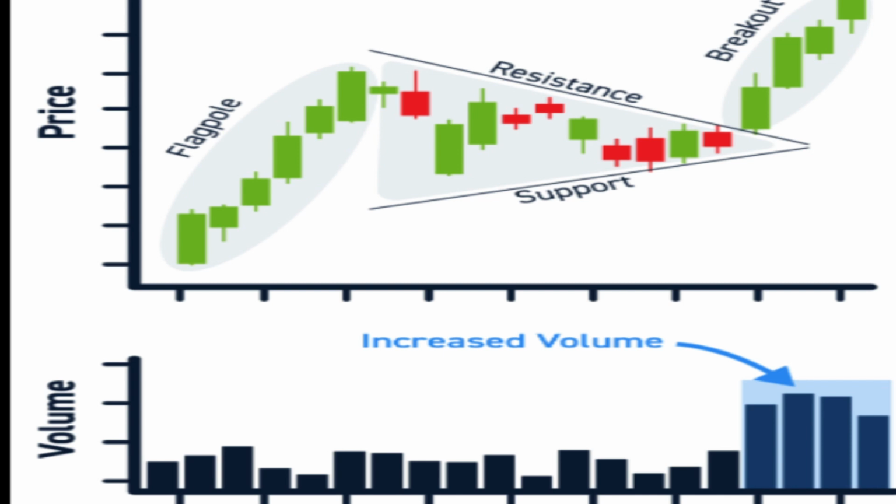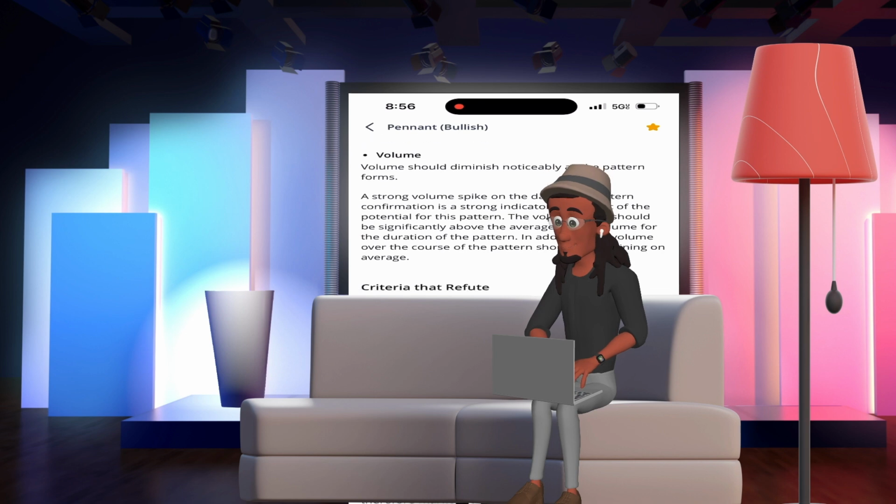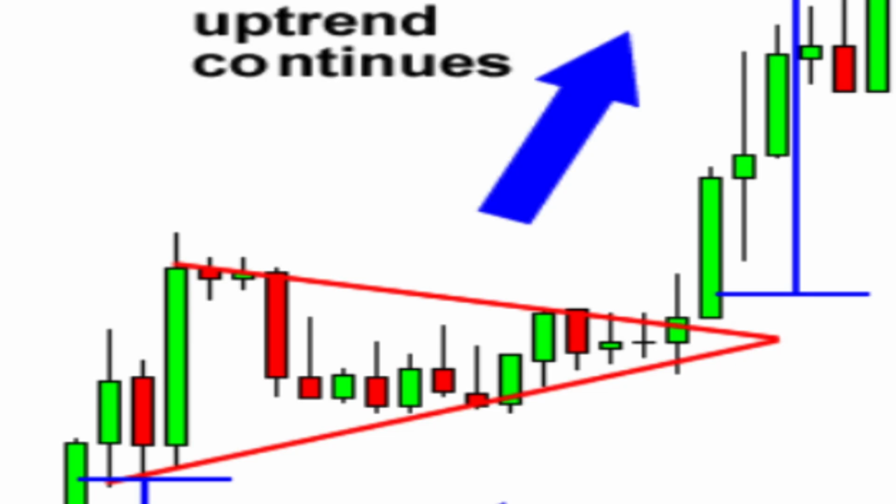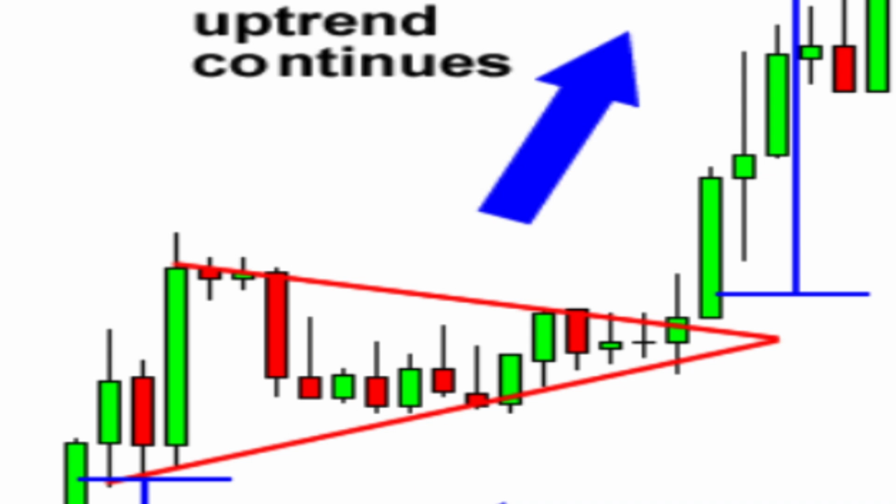Now, criteria that refute the pattern. All right, duration of the pattern. According to Martin Pring, a pattern that exceeds 4 weeks to develop should be treated with caution. After 4 weeks, interest in the stock is likely to decrease, to the point that it is unlikely to continue in a strong uptrend. All right, so you could be looking at 4 candles on the weekly time frame as well.